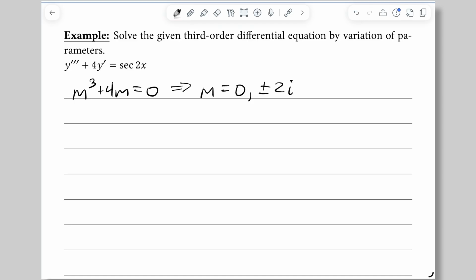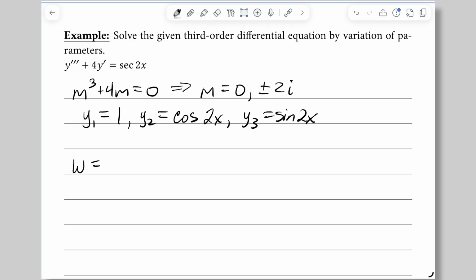So we'll say that y1 is equal to 1, right? E to the 0x. y2 is the cosine of 2x, and y3 is the sine of 2x. Our Wronskian is not a surprise. The first row is y1, y2, and y3. So 1, cosine of 2x and sine of 2x.